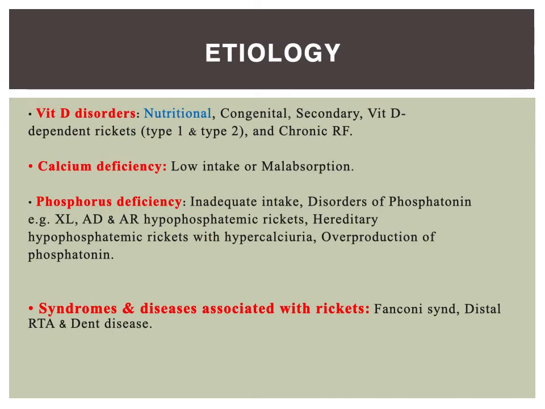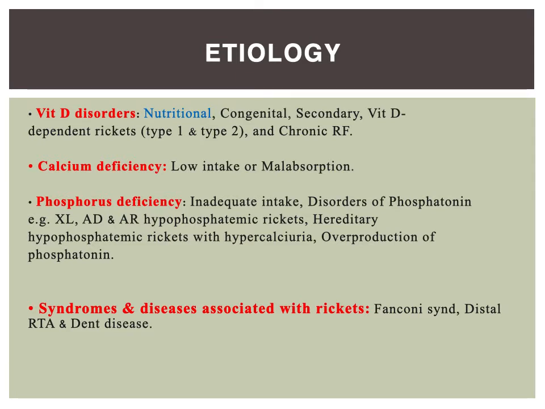We can divide types of rickets according to their etiology. The first type is vitamin D disorders, which result in nutritional rickets, congenital rickets, secondary rickets, vitamin D dependent rickets, which consists of two types, type 1 and 2, and we have rickets that occurs in patients with chronic renal failure. The second type is rickets that results from calcium deficiency, which could occur either due to inadequate intake or more commonly from malabsorption of calcium.